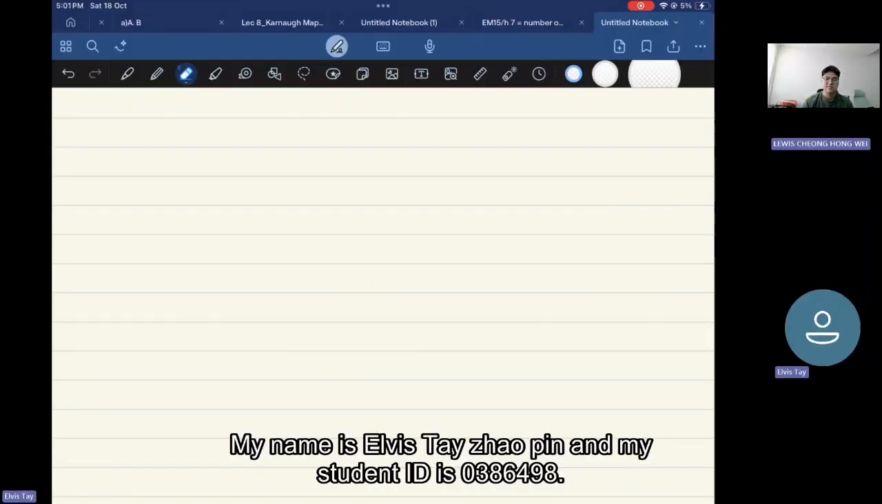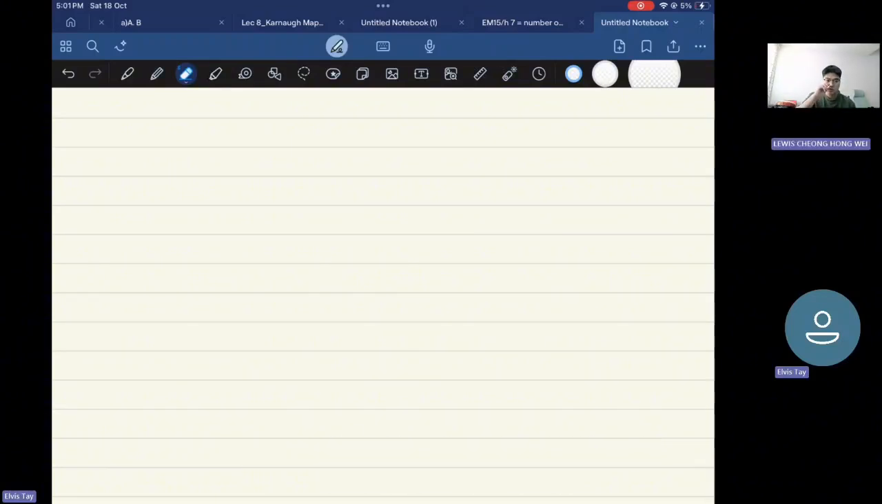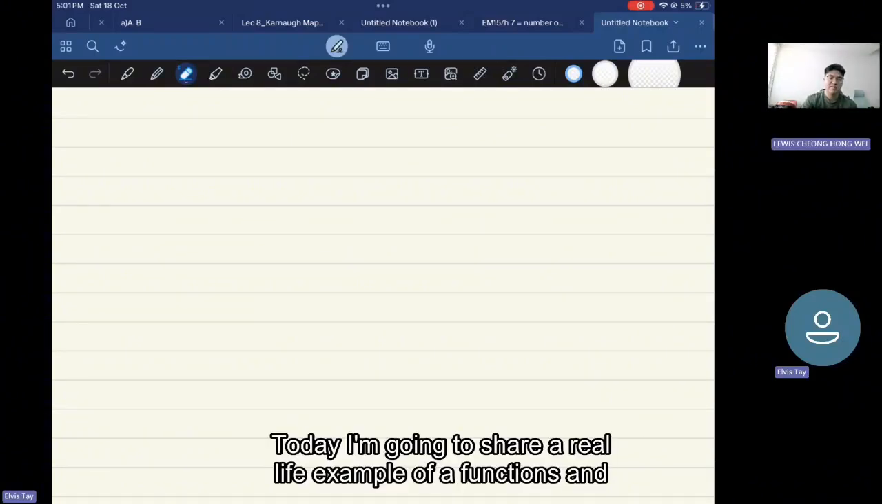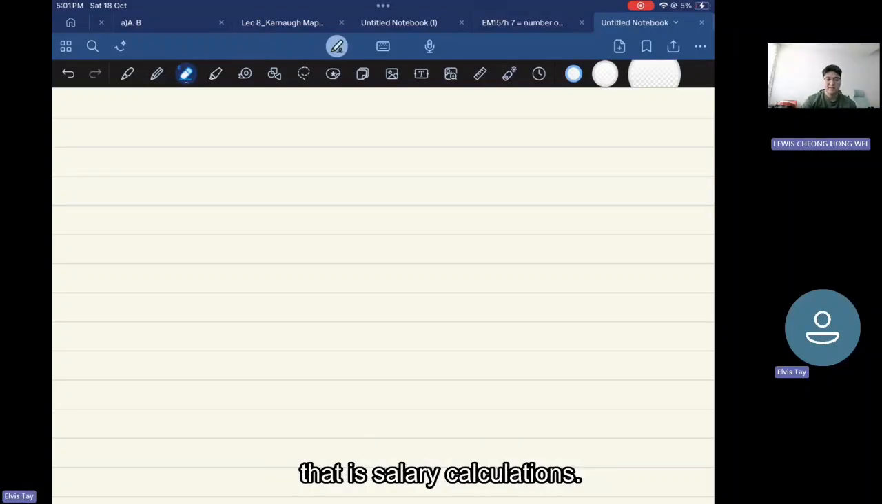My name is Elvis De Jalpin, and my student ID is 0386498. Today, I'm going to share a real-life example of a function, and that is salary calculations.